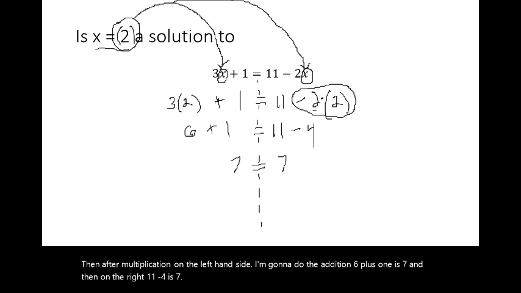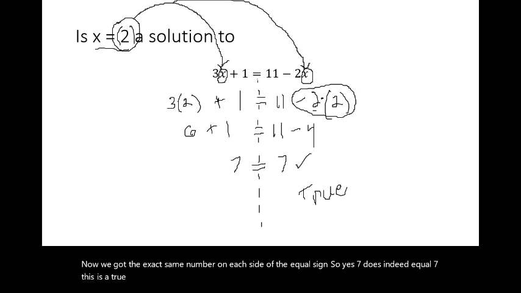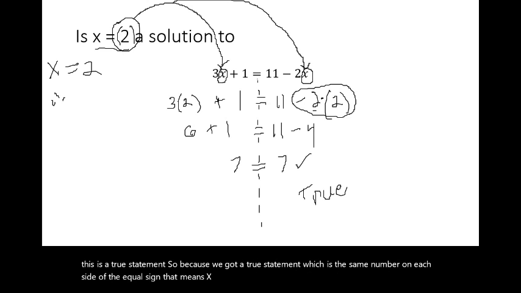Now, we got the exact same number on each side of the equal sign. So yes, 7 does indeed equal 7. This is a true statement. So because we got a true statement, which is the same number on each side of the equal sign, that means x equals 2 is the solution.